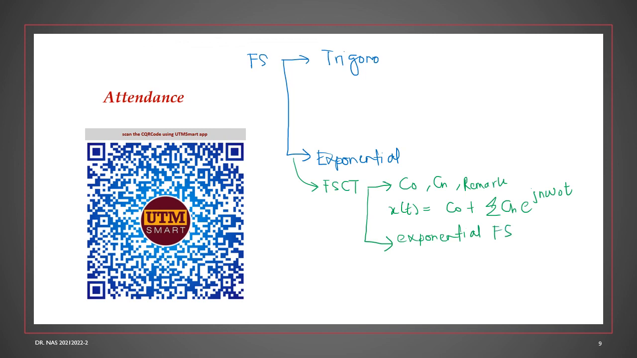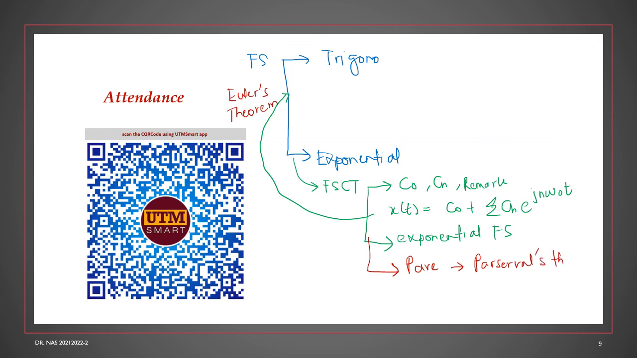So in order to get trigonometric form, you need to convert this exponential into trigonometric form by using the Euler's theorem. Okay, and lastly, in the application, you can calculate the P average by using the Parseval's theorem. And you can apply Fourier series in circuit analysis.